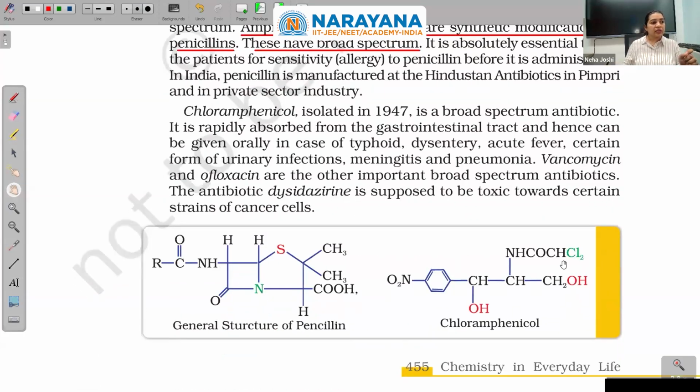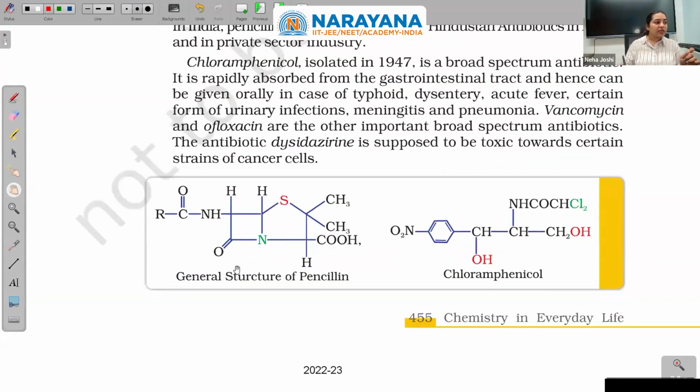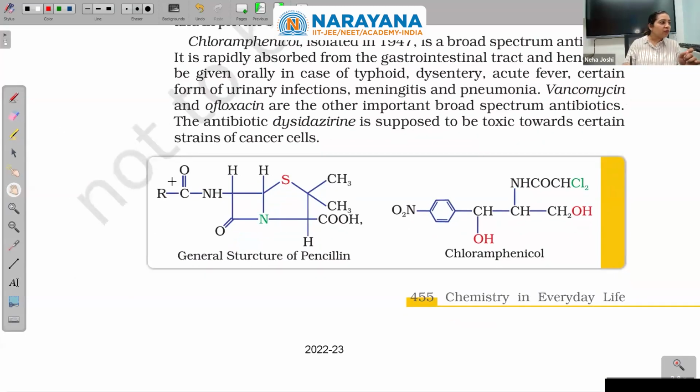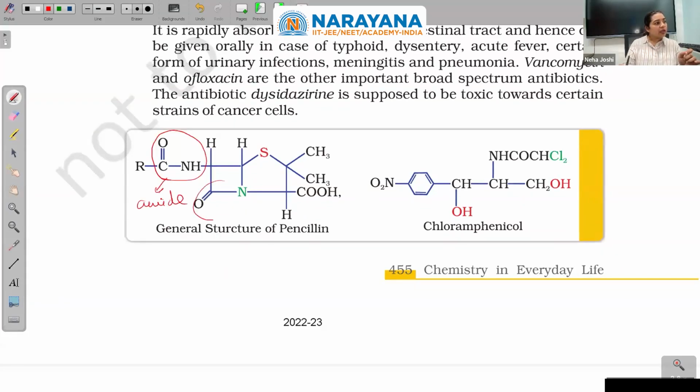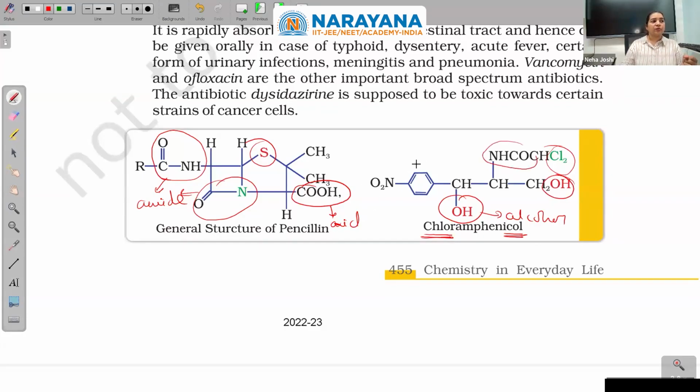Chloramphenicol. Here is chloramphenicol. This is penicillin. If you see penicillin, what functional groups are there? Amide is there. Again, an amide is there. Sulfur is there, and carboxylic acid is there. Here I see I have alcohol, and there is chlorine here. Chloramphenicol: alcohol, chlorine. Here also is amide and nitro.